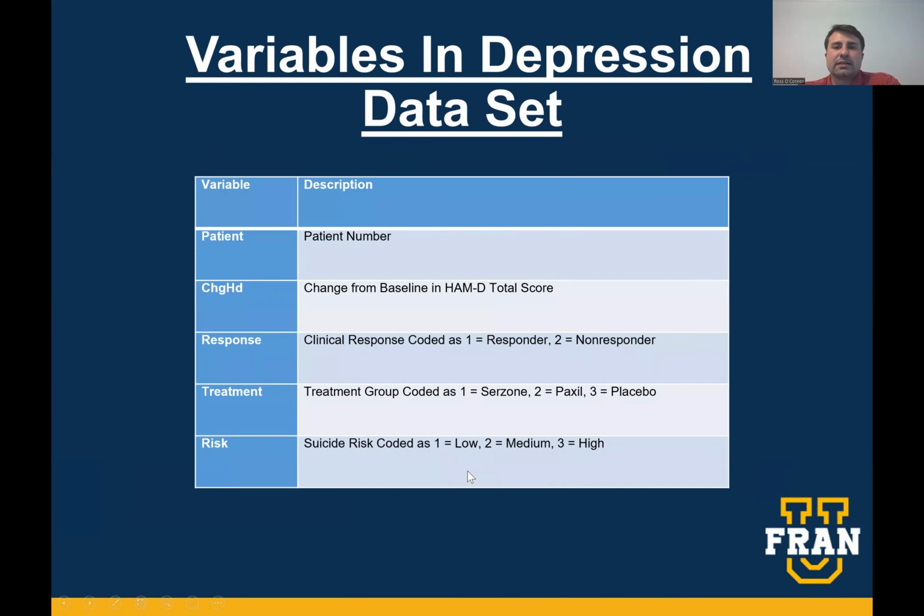The variables in the depression data set go as follows: the patient number; the patient change HD, which was the change from baseline in HAM-D total score; the response variable, which was the clinical response coded as 1 responder, 2 non-responder; the treatment, described as 1 for Sarazone, 2 for Paxil, 3 for placebo; and the suicide risk, coded as 1 low, 2 medium, and 3 high.